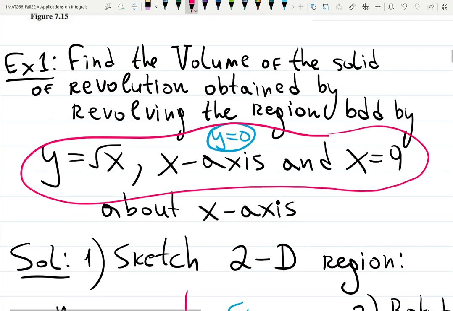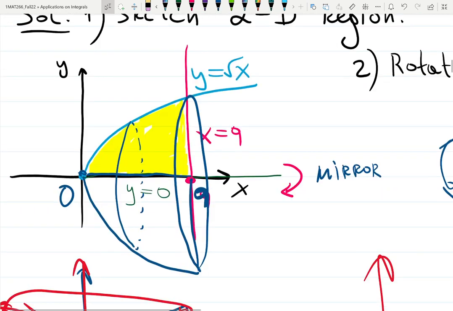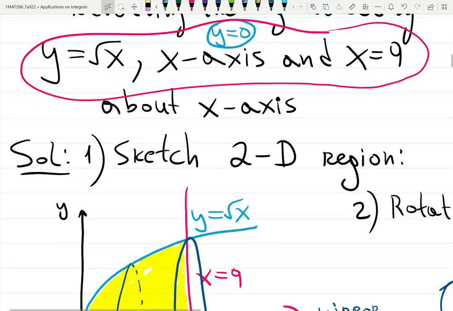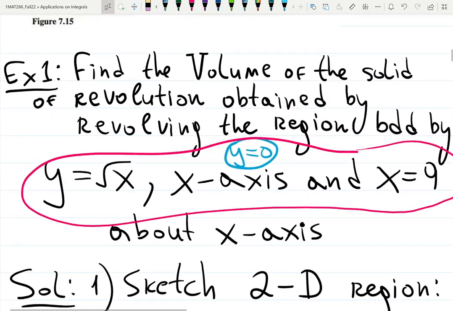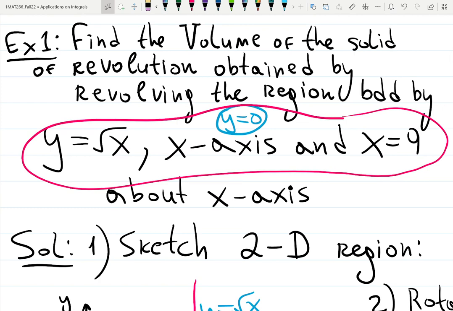This question, example 1, was: find the volume of the solid of revolution obtained by revolving the region bounded by... And we did not finish it because we're going to work on this more today and have more examples. So this is a whole long English phrase which basically says volume of solid of revolution. It's just a volume that is obtained by revolving some 2D region.